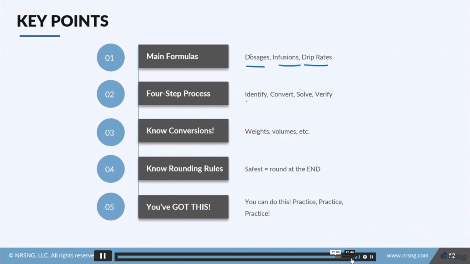Remember the 4-step process. Identify what you have, what you need, convert to the matching units, solve using the appropriate formula, and then verify that you have rounded, used the right units, and that everything makes sense. Make sure that you know your conversions, and then make sure that you know your rounding rules. Again, your school might be different, but in our opinion, it's safest to round at the very, very end.